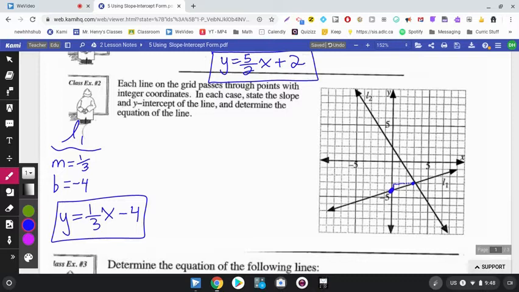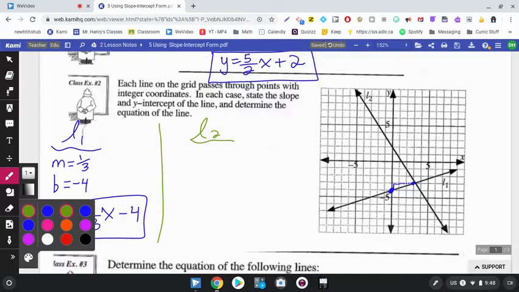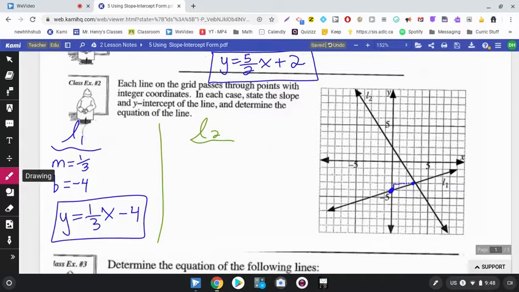All right. Let's do L2, or the second line on this graph. You can do that one ahead of me. So pause the video and do that one ahead of me.